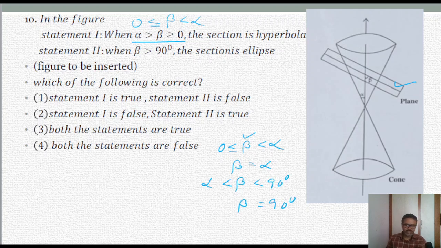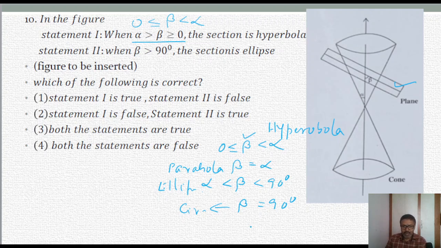Only 4 conic sections we have. Beta is equal to 90, circle. If it lies between alpha and 90 degree, ellipse. If it is equal to alpha, both angles are equal, obviously parabola. And if the angle beta lies between this, it is hyperbola. If you know these conditions, it is a biology kind of question. Tick the answer and move on.